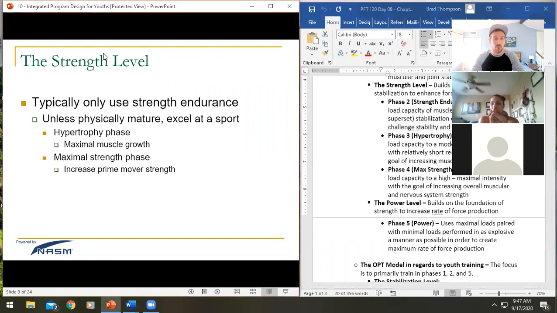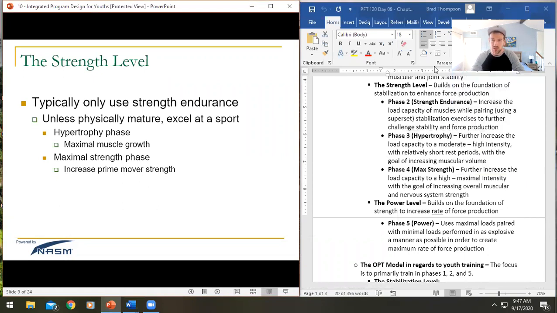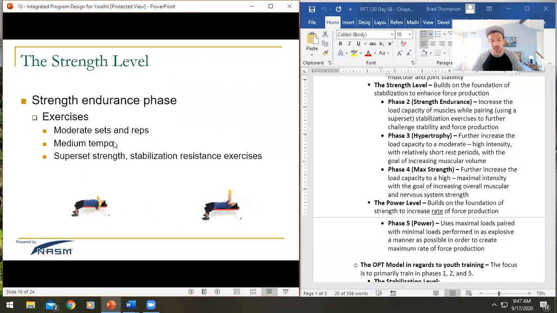So the strength level, typically with youths, like I said, we're only going to use strength endurance because unless they're physically mature, they're not really going to experience hypertrophy or maximal strength gains. So when we're talking about it, you're going to do a moderate number of sets and a moderate number of reps, and you're going to do a medium tempo when it comes to your strength movement. So you're going to use superset techniques here.